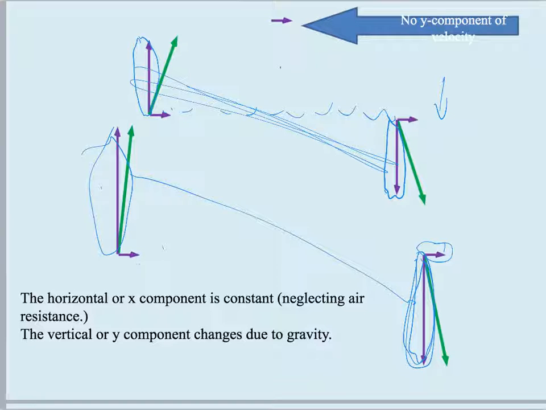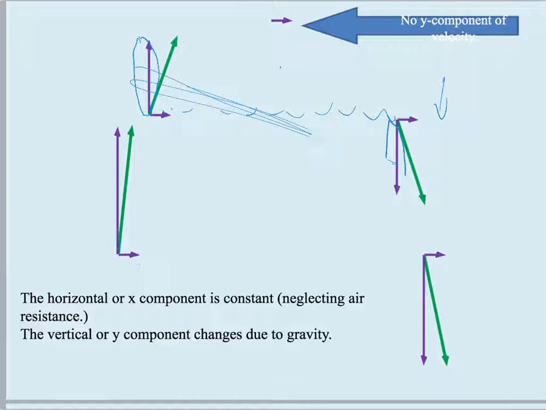And then what's the green supposed to represent? Well, the green is supposed to represent the overall velocity, the Vx combined with the Vy. And the only thing missing from here would be the angle.